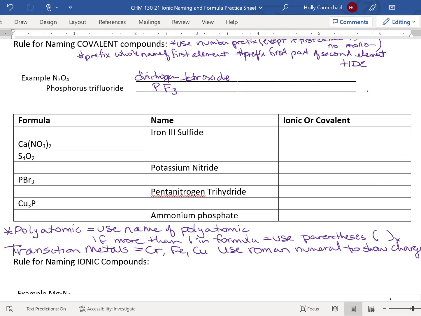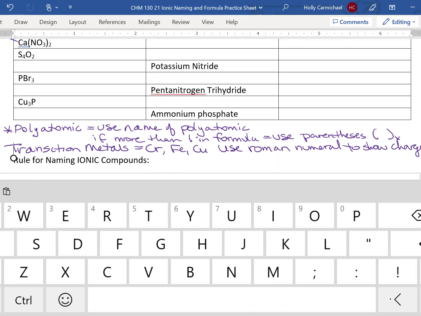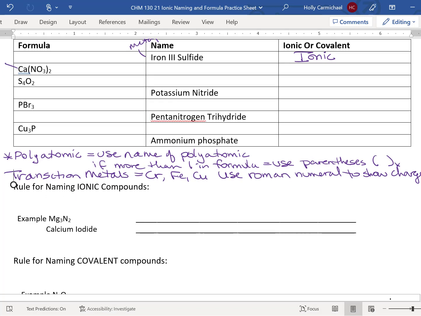So here's this one. In the first one, if you look at the name and you see the first word is iron, is that a metal or a nonmetal? It's a metal, so that means this is ionic. That's how I know it's ionic. So if I look at Ca(NO3)2, what is calcium? It is a metal, so I know that this is ionic. Okay, if I look at S4O2, what is S? It's a nonmetal, so I know this is covalent.